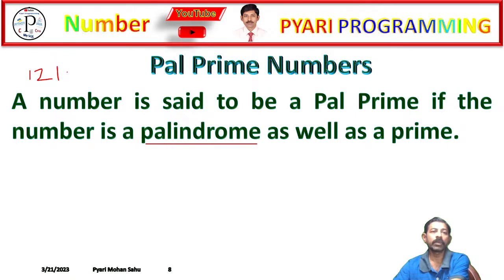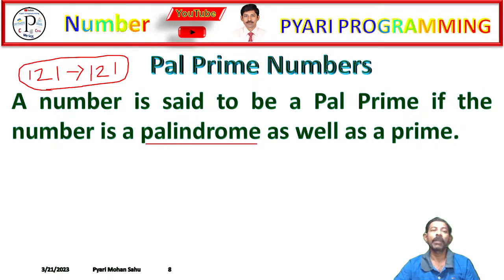What is the reverse of this number? Reverse of number is 121. Now the original number and reverse number are both the same. Can you see? Original number and reverse number are both the same. So that's why it is called a palindrome.